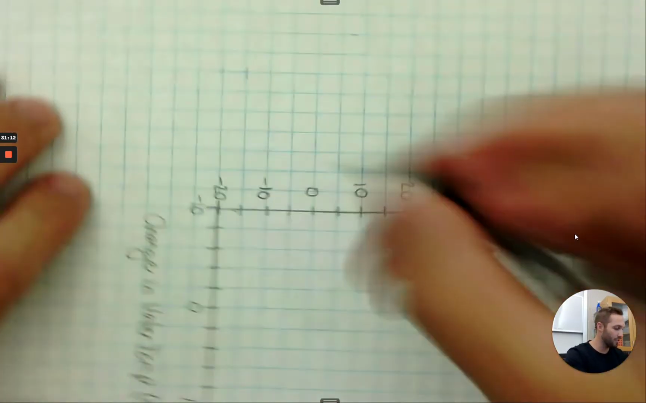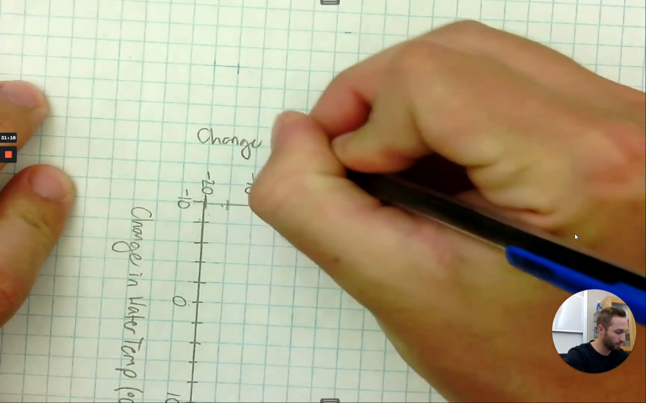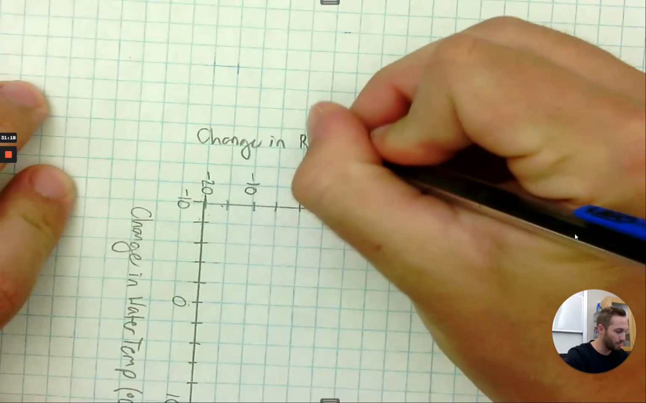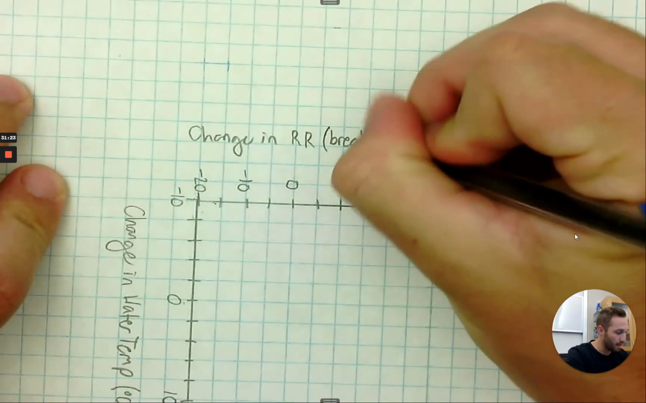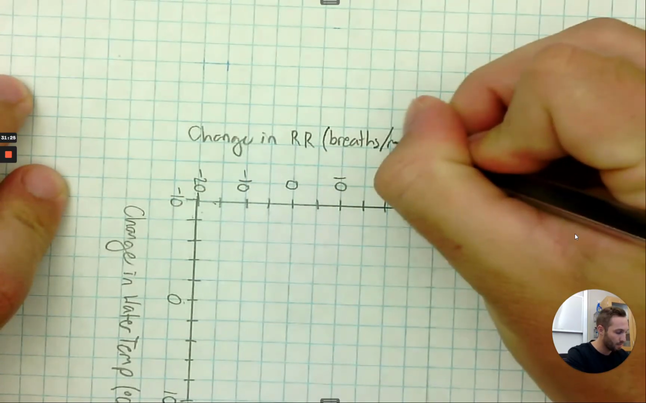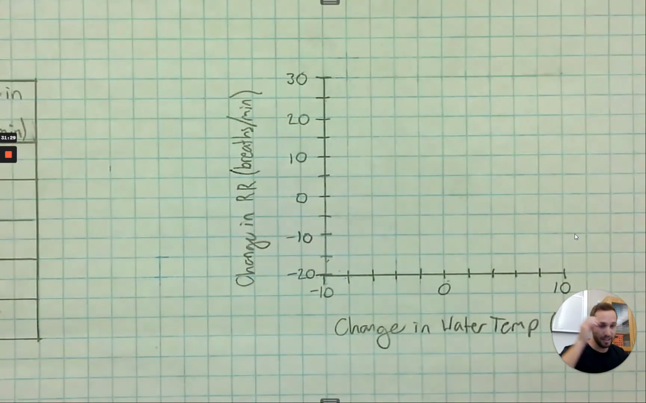I'm going to say change in respiration rate. I'm just going to put RR. And that's measured, the unit for that is breaths per minute. There we go. I have successfully set up my two axes, my x and my y axis.